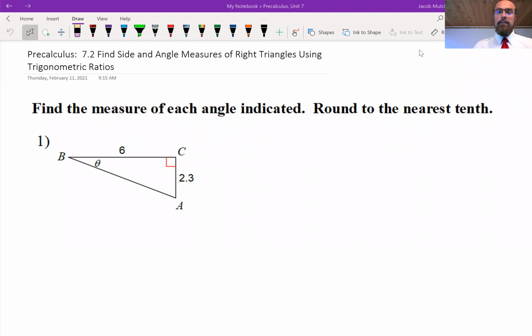Welcome to Pre-Calculus. Today we will investigate finding side and angle measures of right triangles using the trigonometric ratios. We'll take a look at three examples.